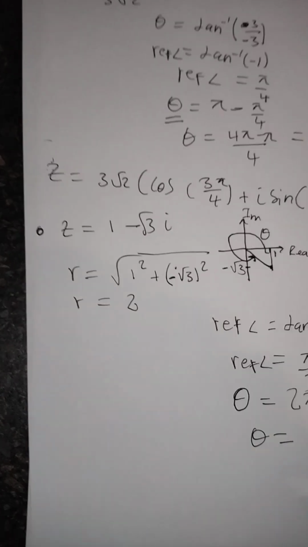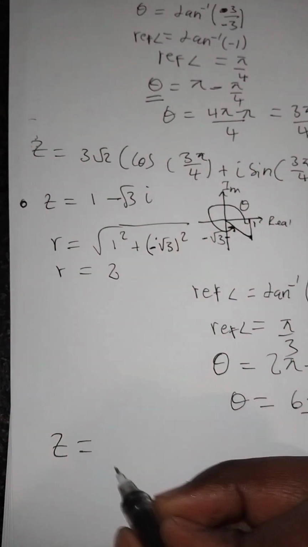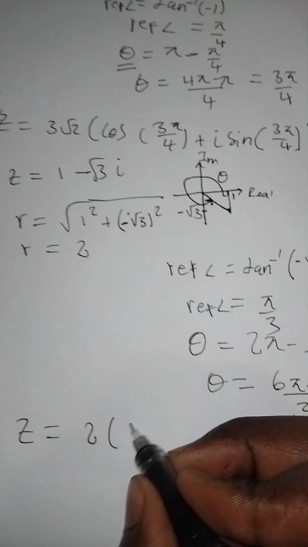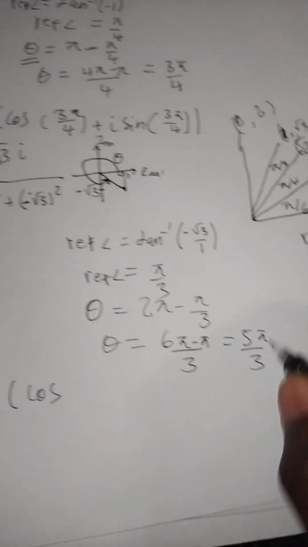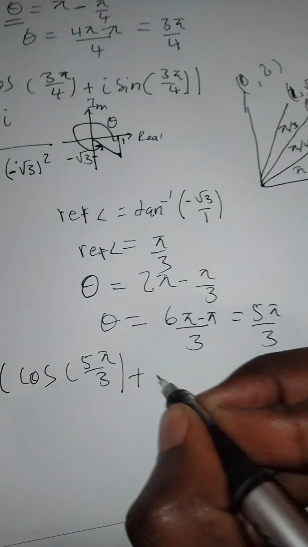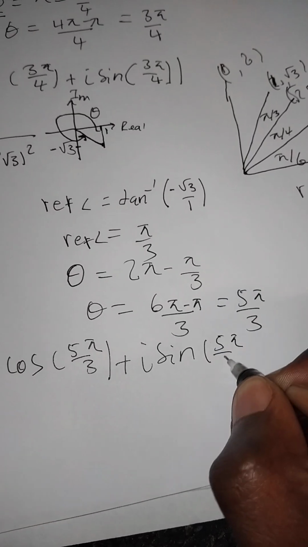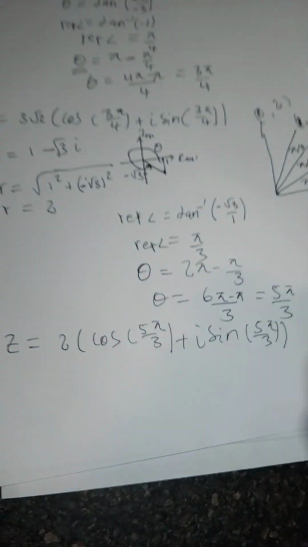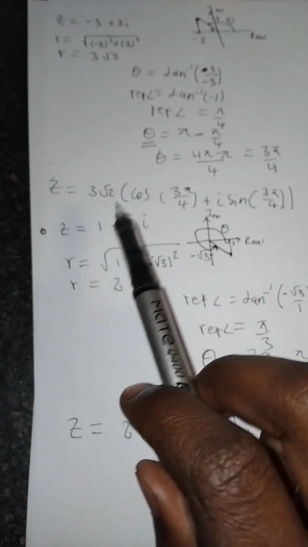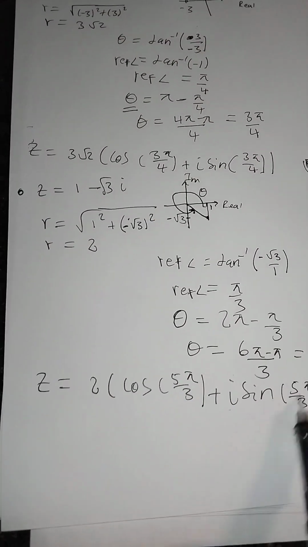So now we can say our polar form is r, which is 2, times cos of our angle 5 pi over 3 plus i sin of 5 pi over 3. Just like that, you have answered this question. You have converted this rectangular form to the polar form.